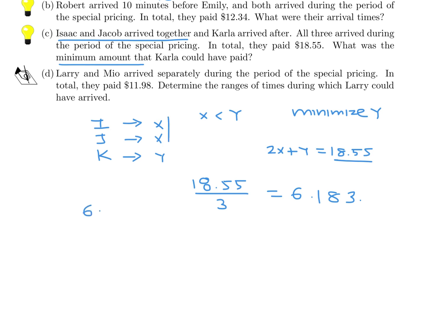So what if I make two of them 618? And then in order to get a total of 1855, that would mean the third time would have to be 619. Yeah. And then if you add these up, it's 1855, in terms of dollars and cents. So that means this is the minimum for Carla. So that's all that is. You just have to play around a little bit.